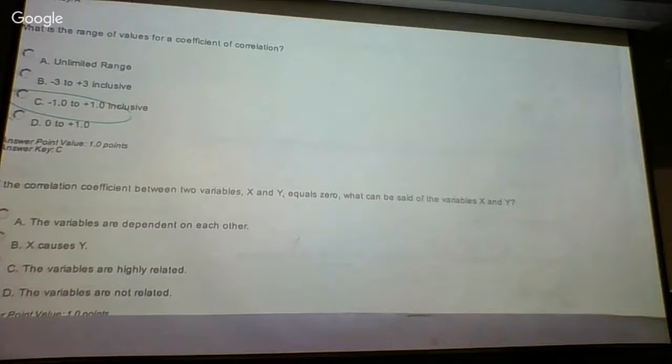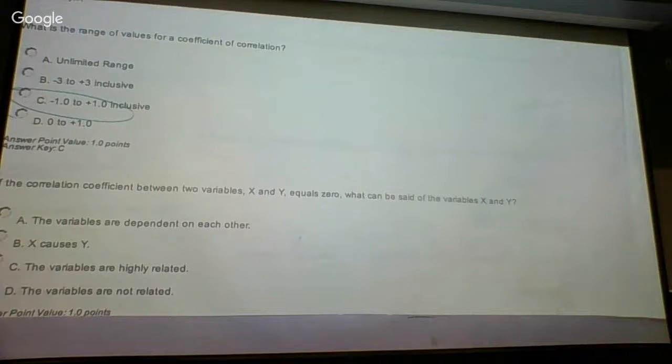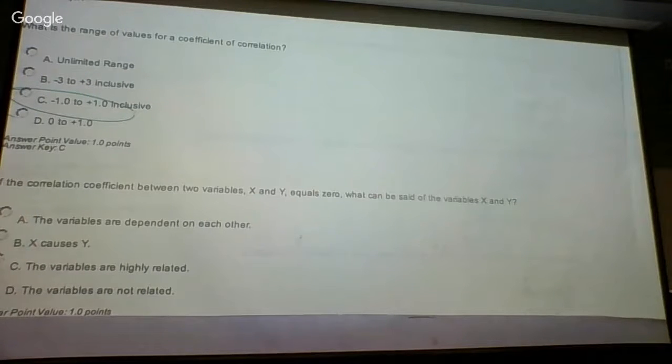If the correlation coefficient between two variables, x and y, is 0, what do we know about x and y? The correlation of x and y is 0. If r equals 0, or if rho equals 0, do we know that the variables are dependent on each other, such as one causes the other? Could it be that x causes y? A and B say the same thing: the variables are highly related. The variables are not related. Yeah, I like not related too.